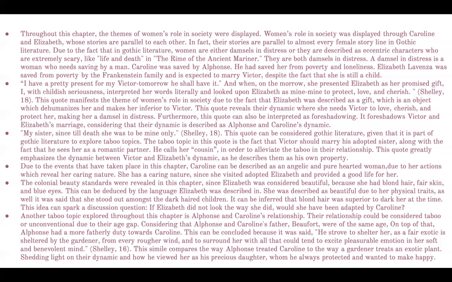Furthermore, they say he strove to shelter her as a fair exotic sheltered by a gardener from every rougher wind, and to surround her with all that could tend to excite pleasurable emotion in her soft and benevolent mind, meaning that he seeks to protect her. And as we know, it's a father's duty to protect his daughter. And we know that a simile is used: the way Alphonse treats Caroline, this care, this softness, is the same as the way a gardener treats his exotic plant. So basically, this just sheds light on the dynamic they have and how he viewed her as his precious daughter instead of his wife.